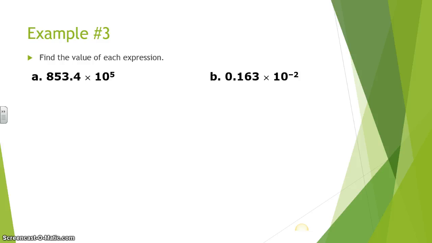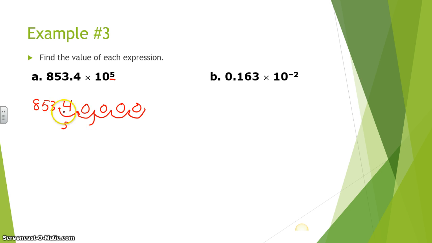Here we have example 3. It says find the value of each expression. So here we have 853.4 times 10 to the 5th. So I will write 853.4. Now it's saying times 10 to the 5th. So what it's saying now, it's a positive exponent. So that means we're going to take that decimal and move it to the right. But how many places to the right? 5 places. So this is 1, 2, 3, 4, 5. We will fill in the rest of the empty spaces with zeros to get my answer.